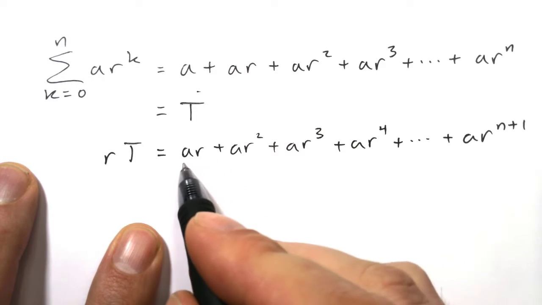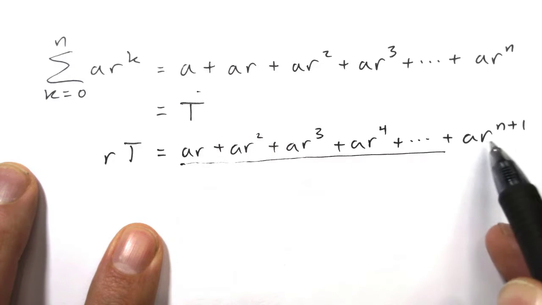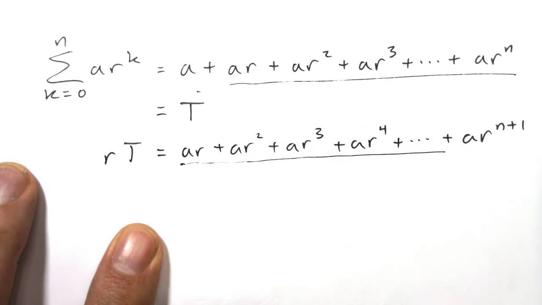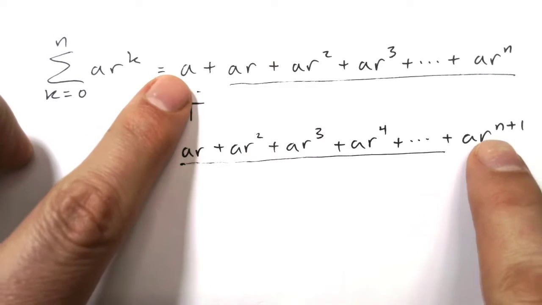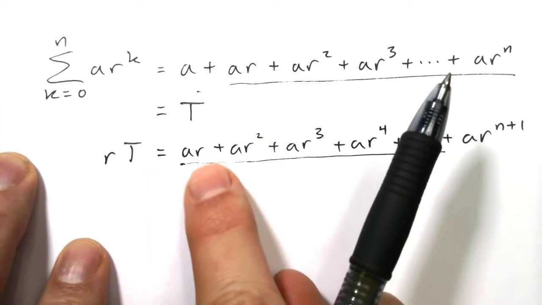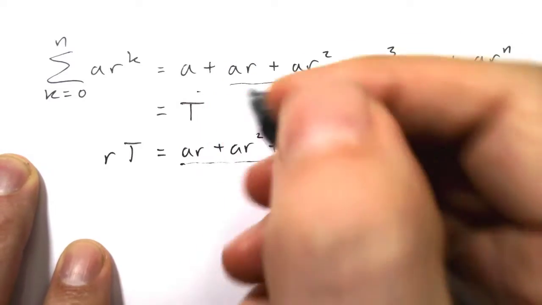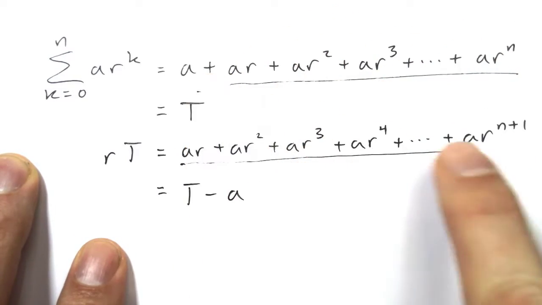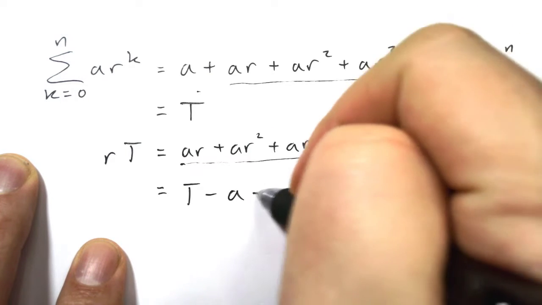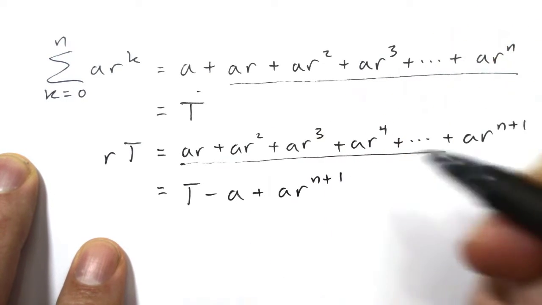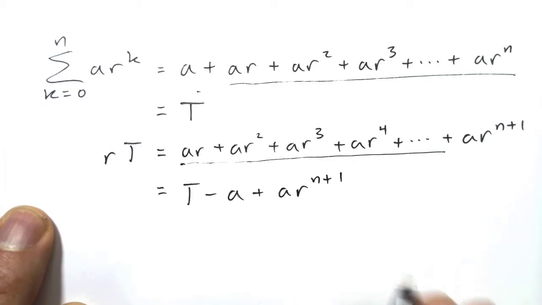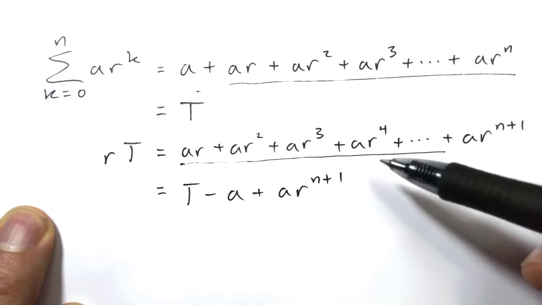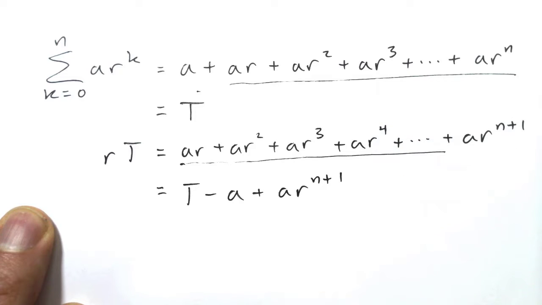You'll notice that these terms, up until I get just before this term, are the same as these. So they only differ by these two terms, right? This expression is the same as that one, minus the a, and adding this. So pause the video now and make sure you can see this, that r times t is equal to this expression, simply by comparing these two lines.